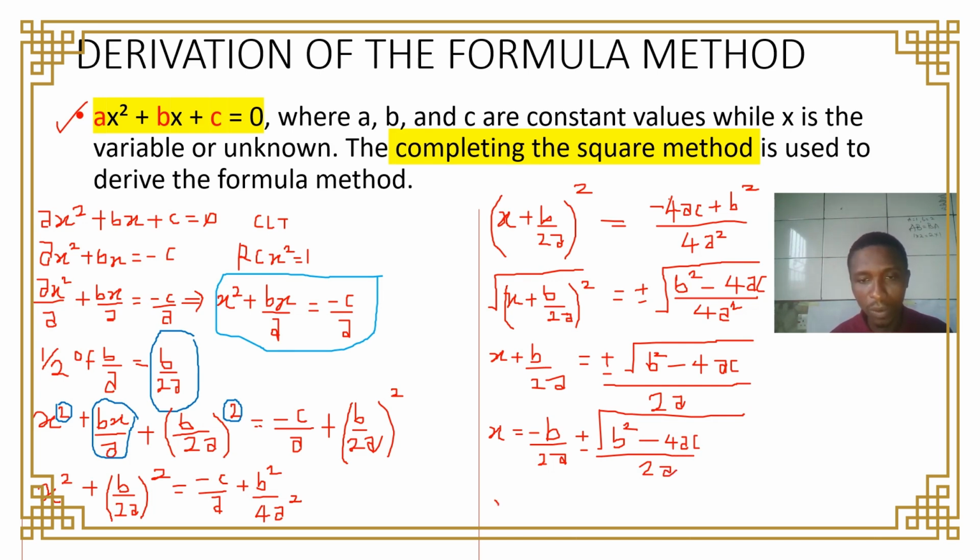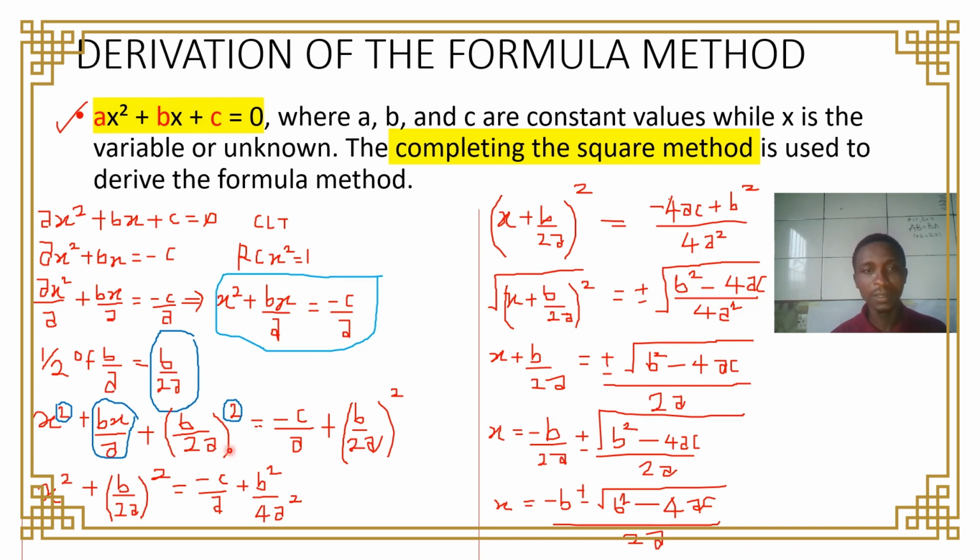So therefore, x will now be equal to minus b plus or minus square root of b squared minus 4ac over 2a, which is actually the formula method of quadratic.